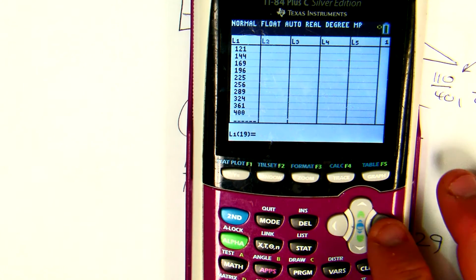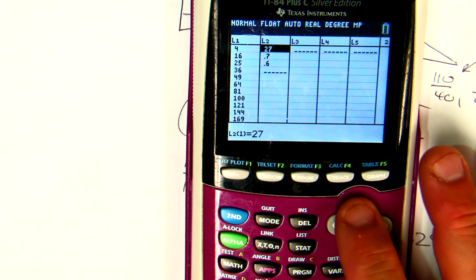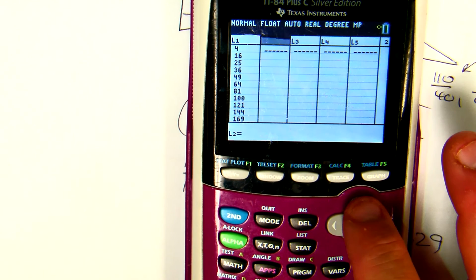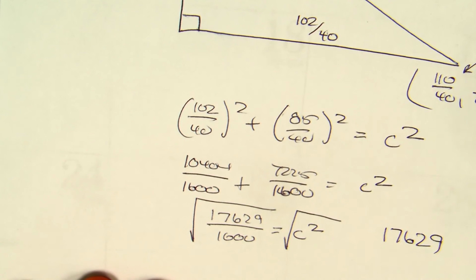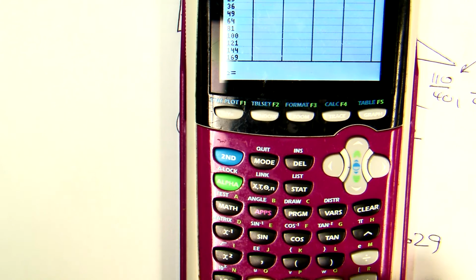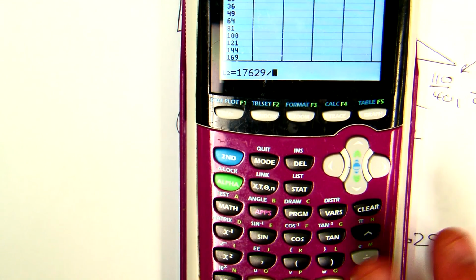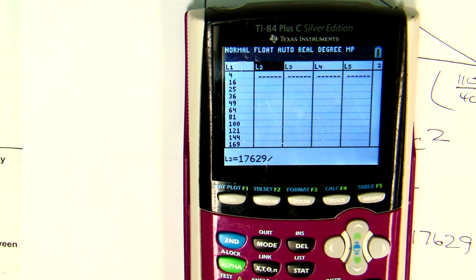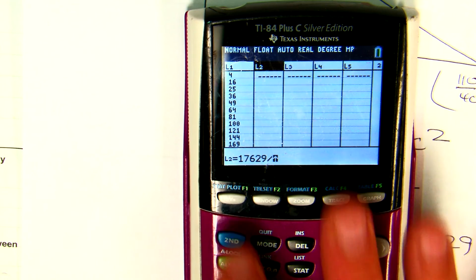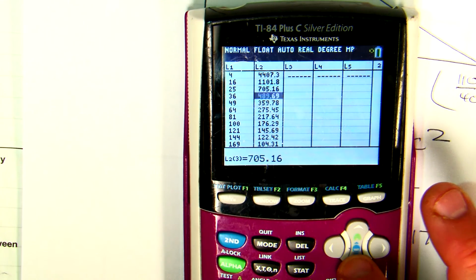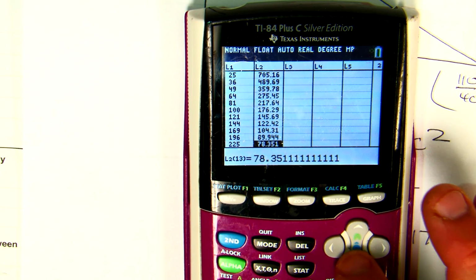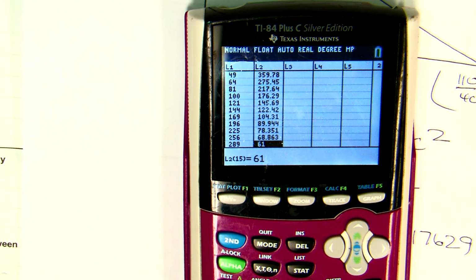Alright, and now I go to the top of L2. Remember, this is the top of L2. Clear it out. And then go back to the top of L2. My numerator is 17,629, so I do 17,629 divided by. And now I want to divide by everything in L1, so I hit second one. And I got that. And I see everything to decimal until I get all the way to 289. What a unique number that is. So 289 goes into it.